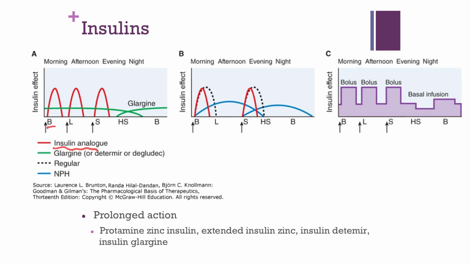What you see here, B is for breakfast, L is for lunch, S is for supper, and HS is for bedtime, it says, but whatever. All right, so when you see an arrow, that's an injection. If you're using an immediate onset drug, that would be a prandial use. You're giving an injection of an immediate acting insulin analog associated with meals.